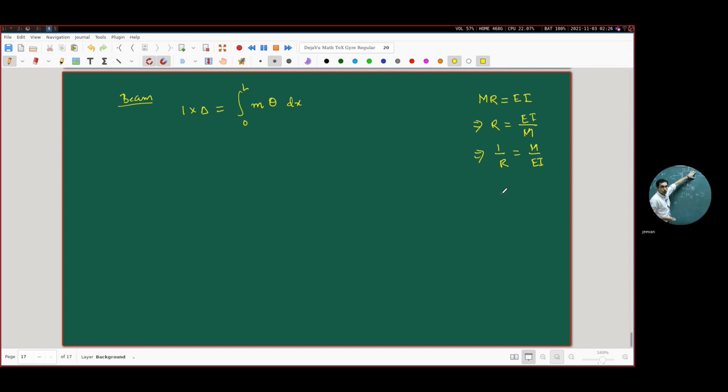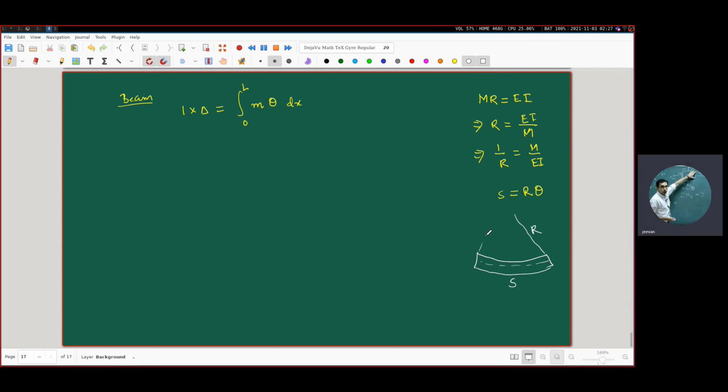Now, if you have an arc of the beam like this, then S is equal to R theta. Remember this kind of diagram that we had drawn earlier. We have this little length of the beam. If this arc has the length S, and this radius of curvature is R, and this angle is theta, then S is equal to R times theta.